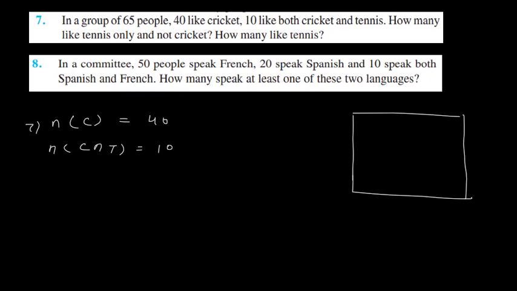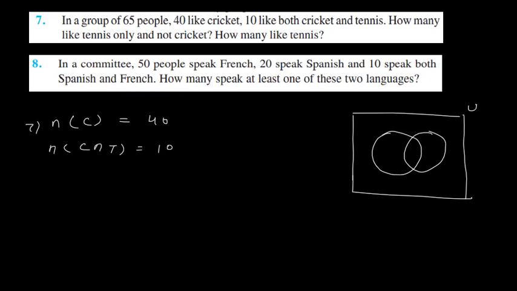So let us say this is our universal set of 65 people. As nothing is mentioned, the data is not sufficient to understand whether any people are not playing any of the games. So we will assume that they are playing at least one game. So all the 65 are playing some game, and there may be some people who are playing both the games. So it is like this.